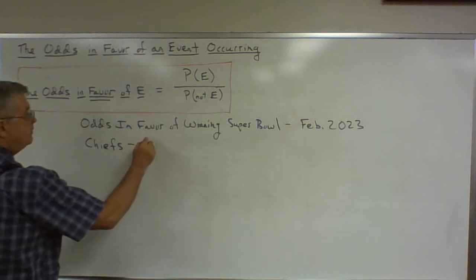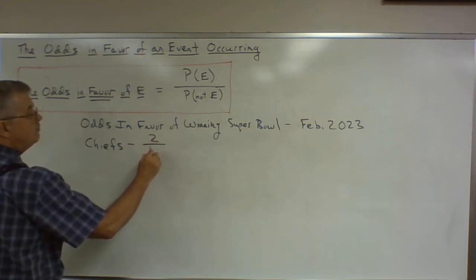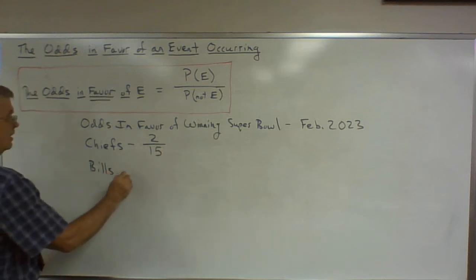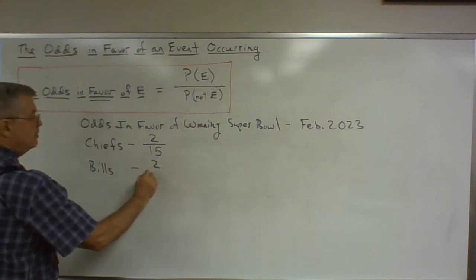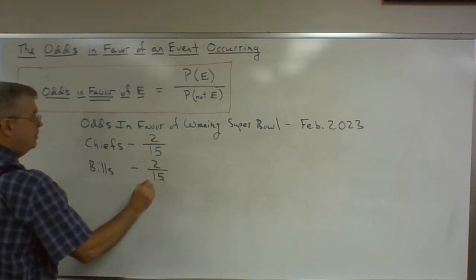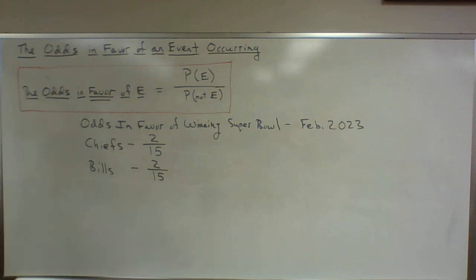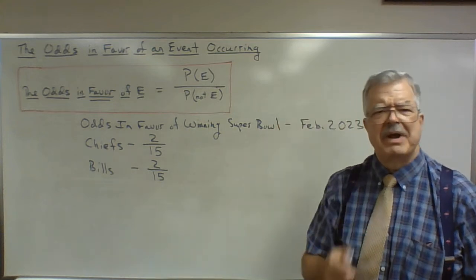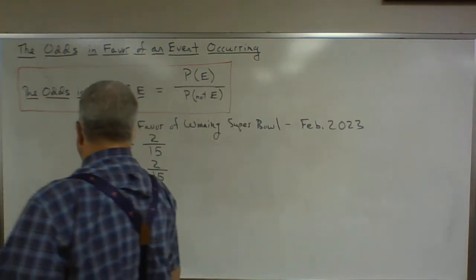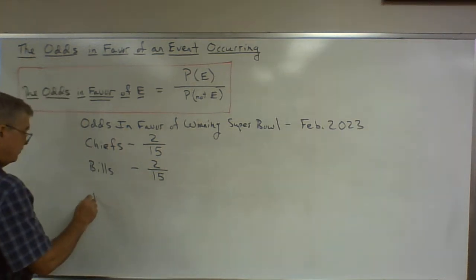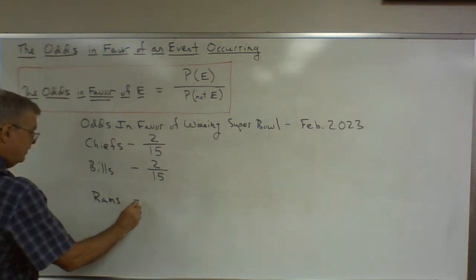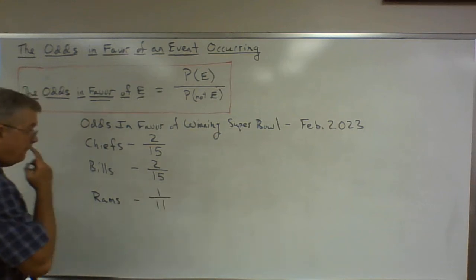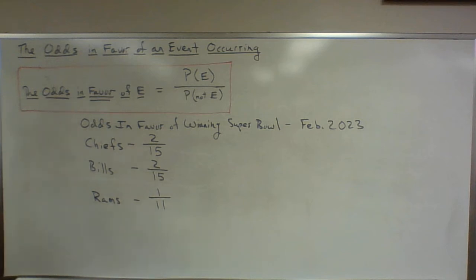Chiefs, the odds in favor of them winning the Super Bowl, 2 out of 15, not bad. Bills, odds of them winning the Super Bowl, 2 out of 15, not bad. Who won the Super Bowl last year? I think it was the Rams. What do the prognosticators think of the Rams this season? The odds in favor of them winning the Super Bowl, 1 out of 11. Man.